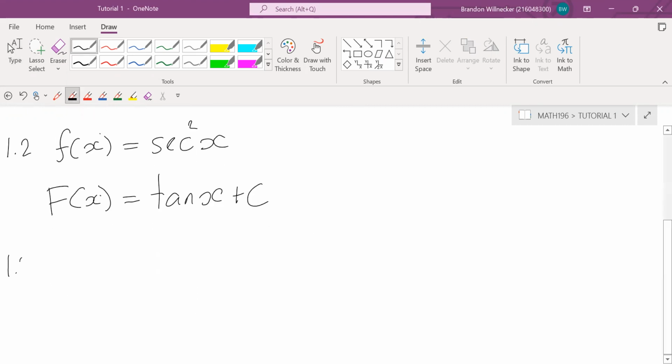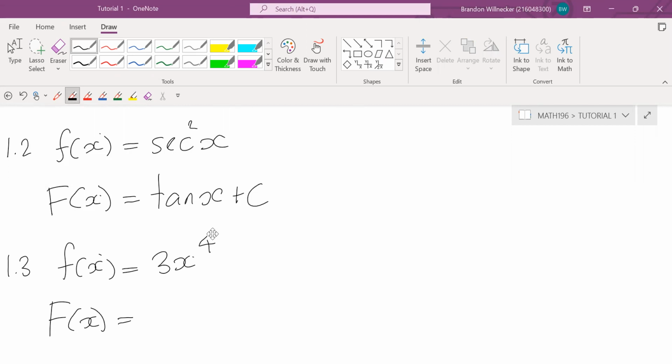Okay, 1.3. This was f of x is equal to 3x to the 4. So then the antiderivative would be, well, the exponent is 4, so we have to add 1 to make the new exponent 5, and then divide by 5. So we get 3 over 5 x to the 5. Okay, so we're just using that power rule that we derived for antiderivatives.